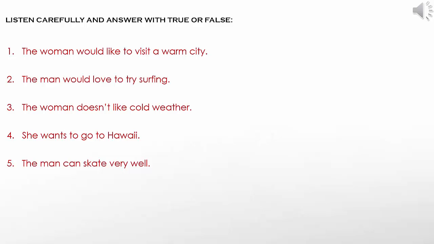So, where would you like to go on the honeymoon? I don't know. I'd like to visit a warm city. How about we try something different? Like what? I would love to try skating. What about Russia? Russia? It's too cold. You know I don't like cold weather. Then where do you want to go? I'd love to try surfing. Let's go to Hawaii. No way! I can't go skating there. The hotel might have a skating rink. And anyway, can you even skate? No, but I can learn.